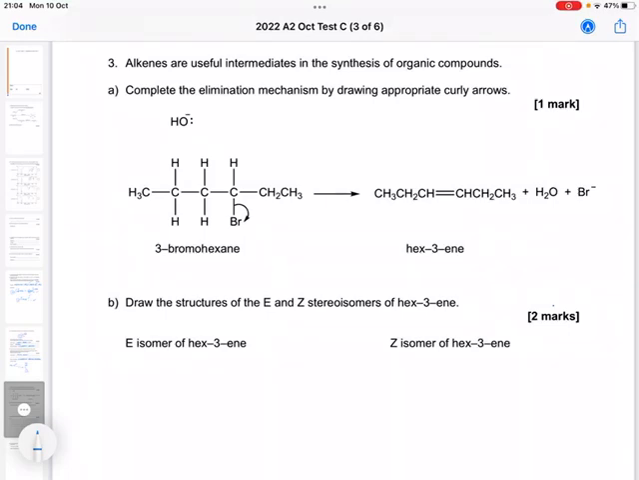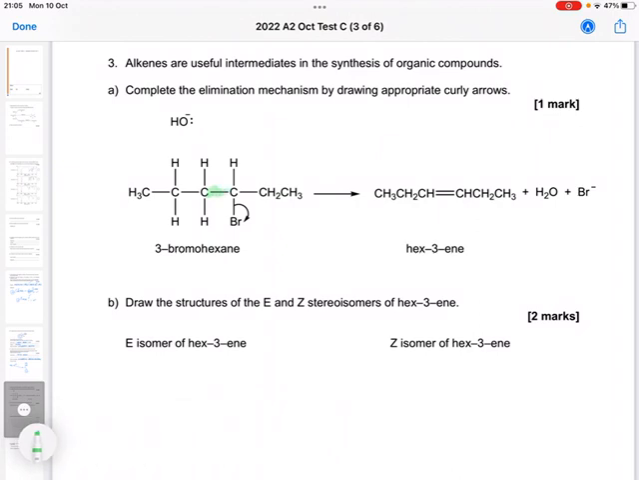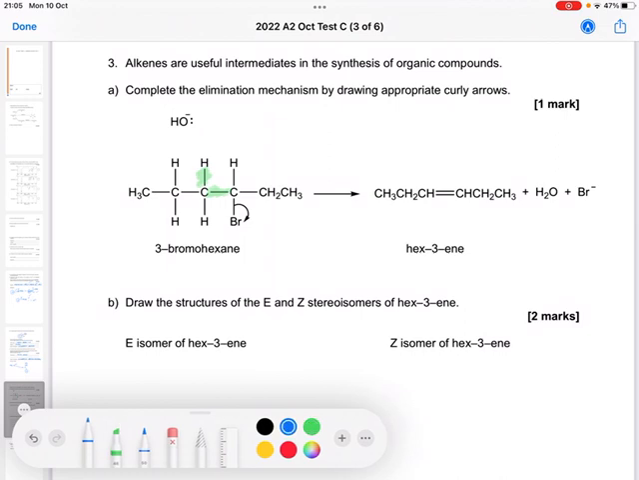Alkenes are useful intermediates in the synthesis of organic compounds. Complete the elimination mechanism by drawing the appropriate curly arrows. Okay, so we're given one of the curly arrows already. The carbon-carbon double bond, I'm just going to highlight a few bits. Carbon-carbon double bond is going to form here. So this bond here is going to break.